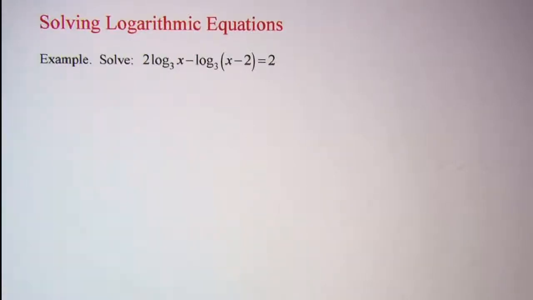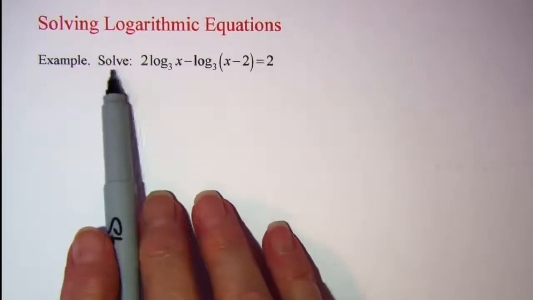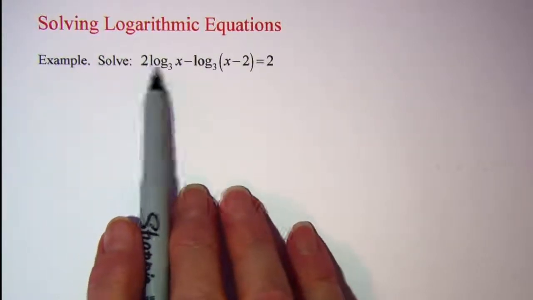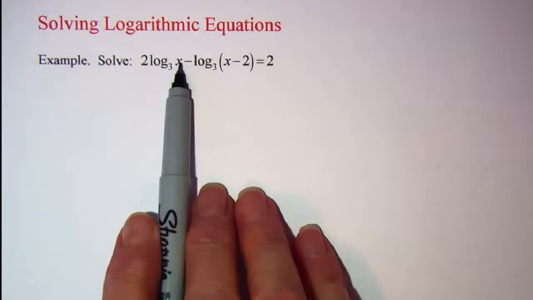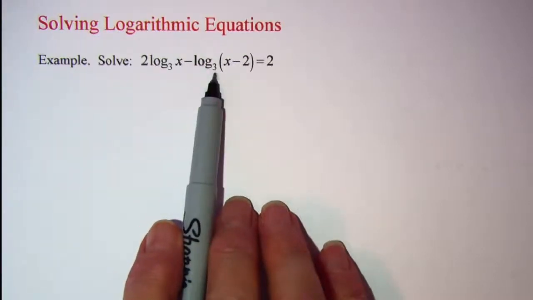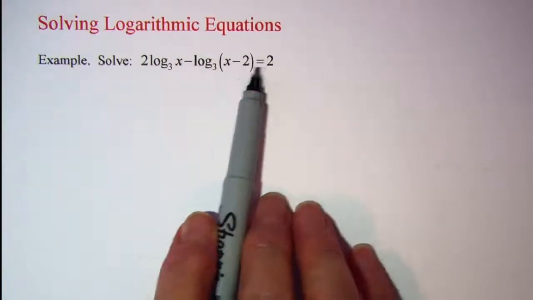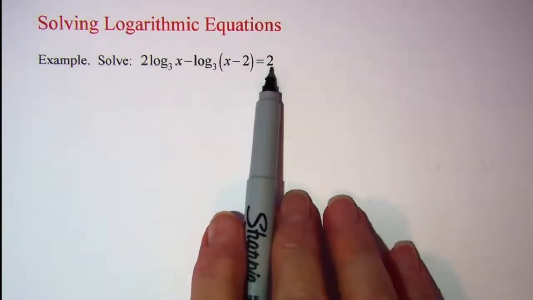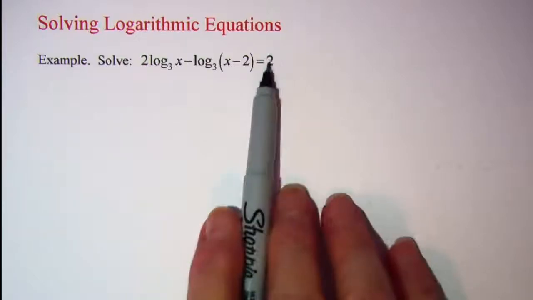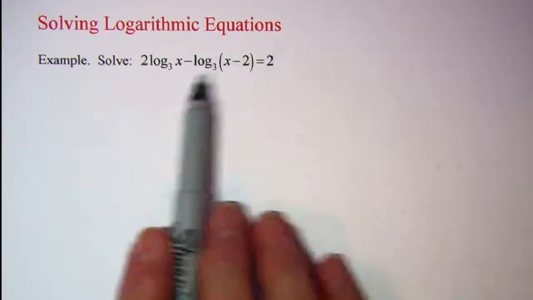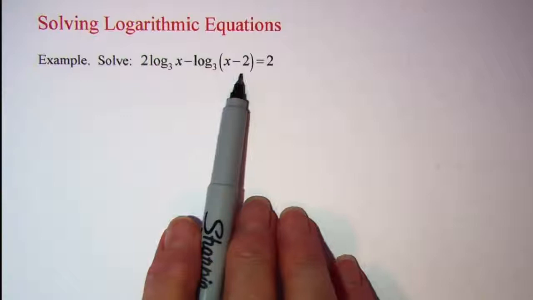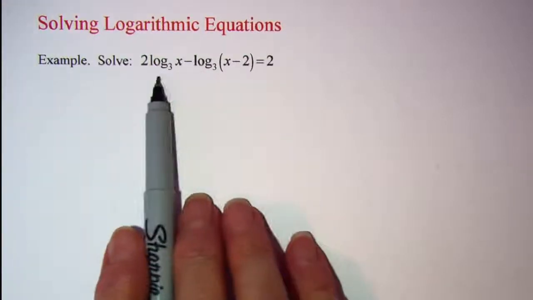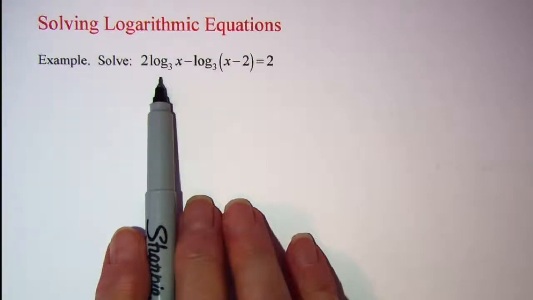In this video, we'll be solving a logarithmic equation. The problem that we'll be doing is to solve 2 log base 3 of x minus the log base 3 of the quantity x minus 2 is equal to 2. Now you'll notice that there's no logarithms on the right side, so we're going to simplify this left side until it's a single logarithm, and then we'll write this exponentially.